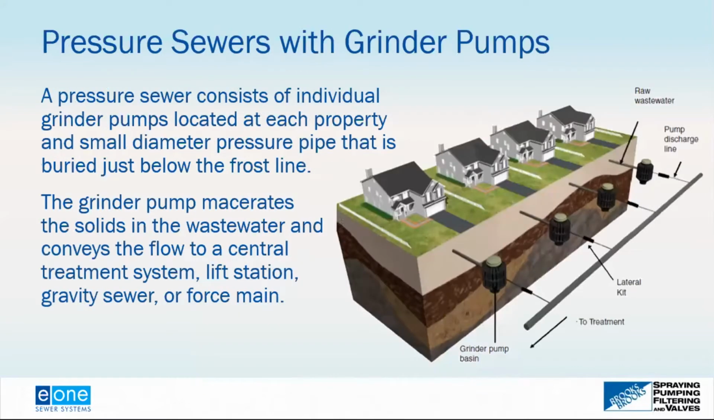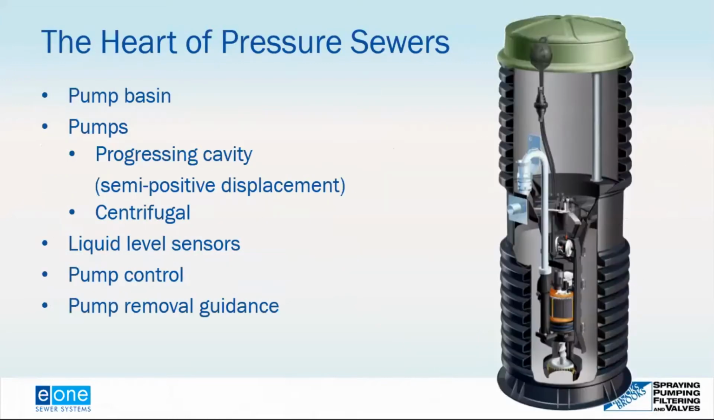Whereas with a pressure sewer system, we have a grinder pump located on each property. This is a pump placed in a basin, which then uses a small diameter pressure pipe buried just below the frost line. The grinder pump macerates the solids in the wastewater, and that allows the wastewater to be conveyed with the smaller diameter pipe. The prime driver here is the pumps located at each property that provide that force.